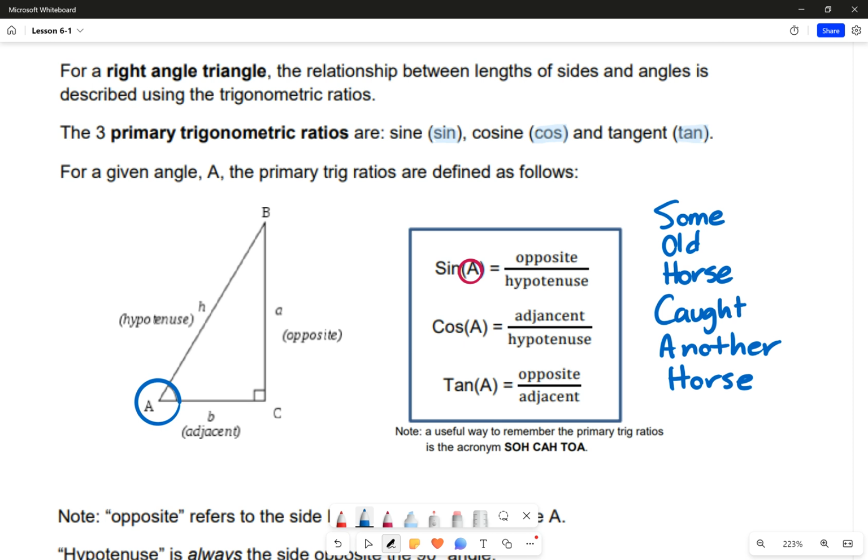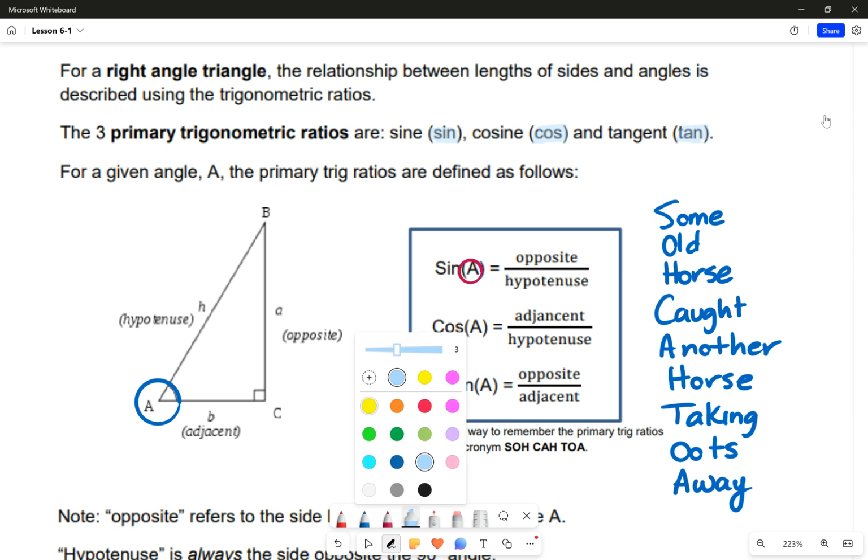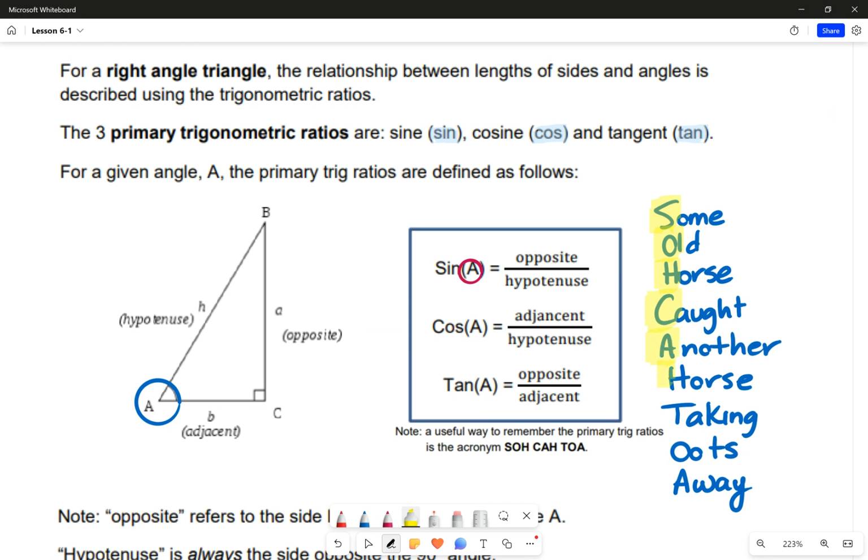What is it? Some old horse caught another horse taking oats away. That's what it was. So if you notice the beginning letters, if you remember that phrase, the S, O, H, C, A, H, T, O, A. So there's your acronym. Okay.